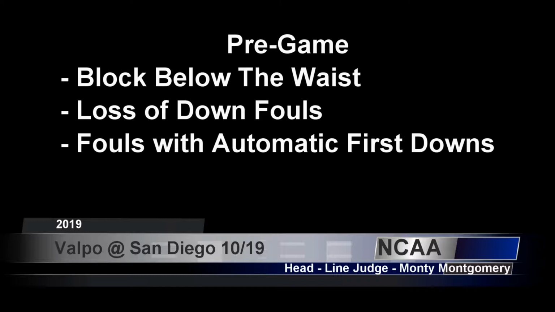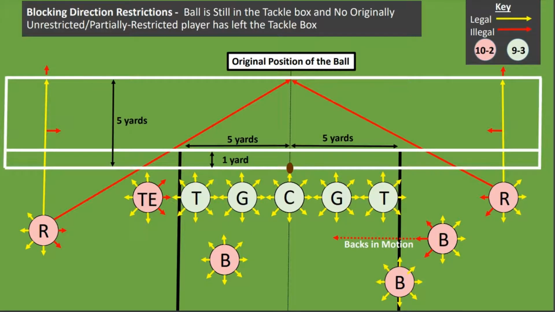In this video, we're going to discuss blocking below the waist, fouls that carry a loss of down, and fouls with automatic first downs. First, we'll talk about the restrictions while number 1, the ball is in the tackle box, and number 2, either unrestricted, the center to tackle, who can block 9-3, and partially restricted, stationary backs, who can block 10-2, have not left the tackle box. These players can block below the waist in any direction, all the way back to the goal line.